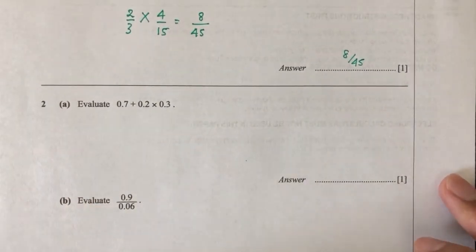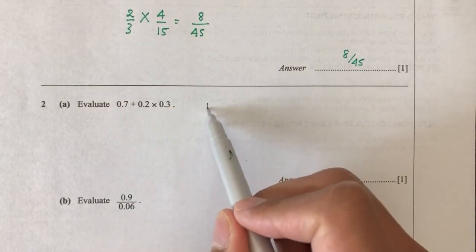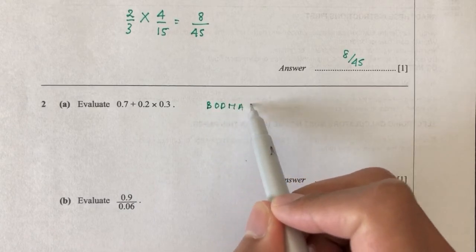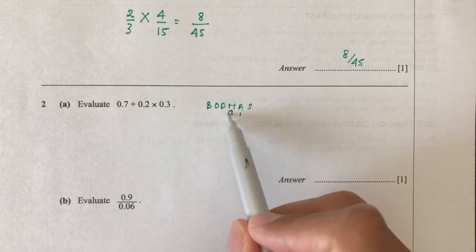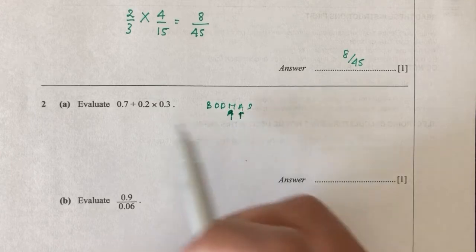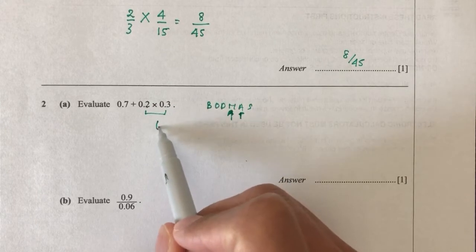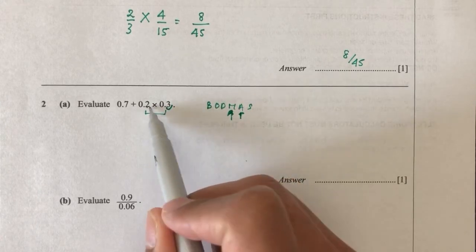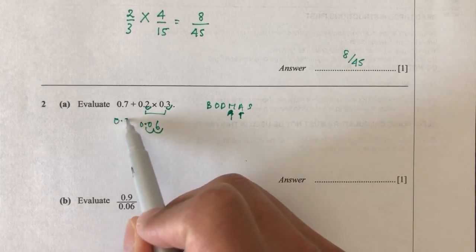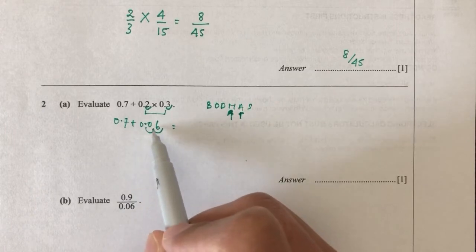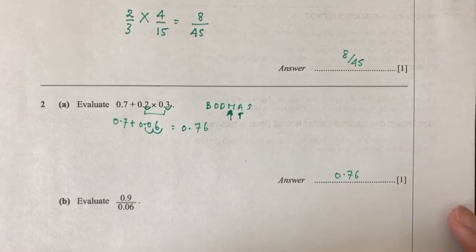Question number 2. Here we have evaluate 0.7 plus 0.2 times 0.3. We have to follow the rule of BODMAS, which tells you the order of operations. Here we have plus and multiply, so we first have to do multiply and then addition. First you do this times this. 2 times 3 is 6. Then we count the decimal places. Here we have 1, here we have 1, so we have 2. So 0.7 plus 0.06 is 0.76. That will be your answer for part A.